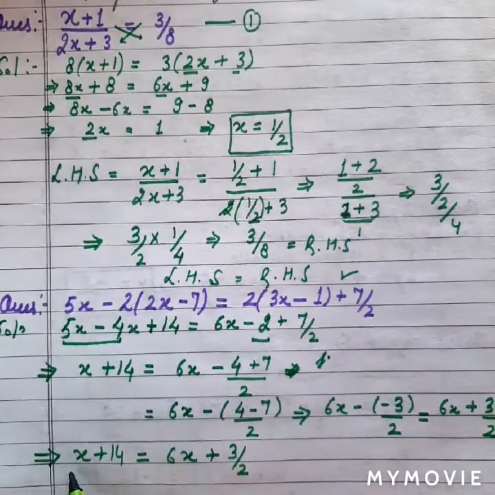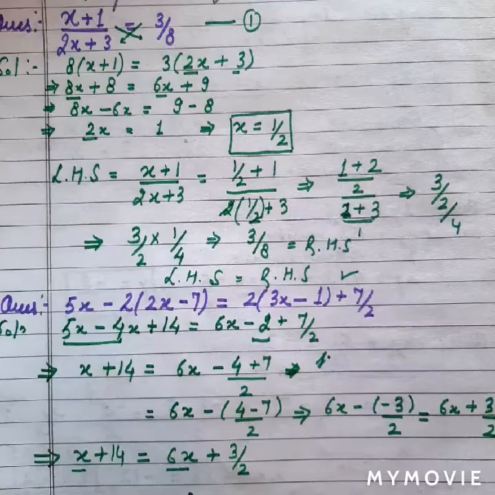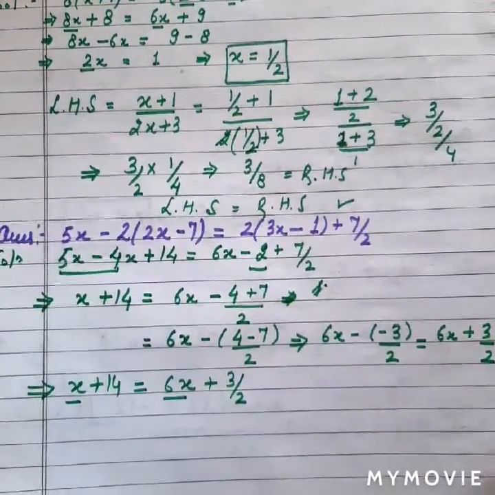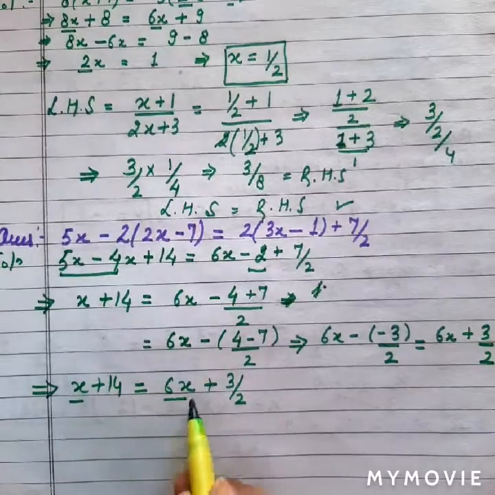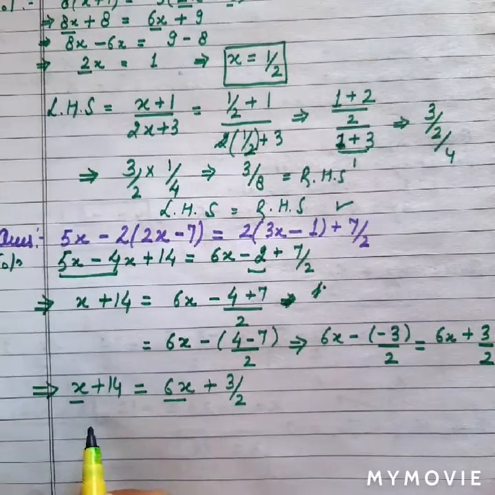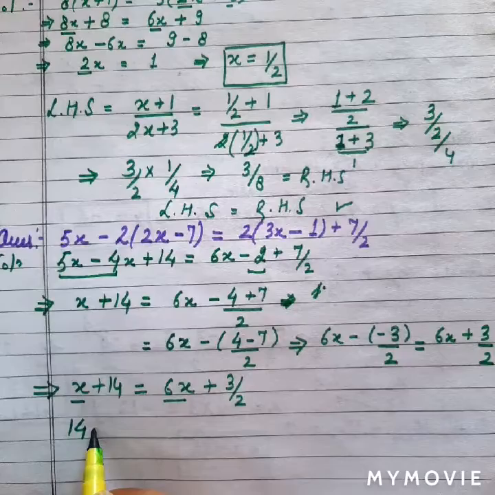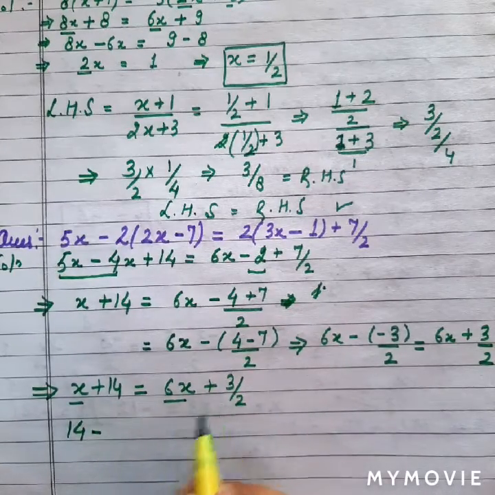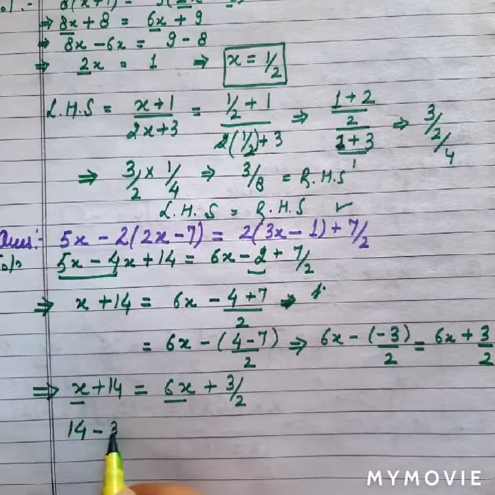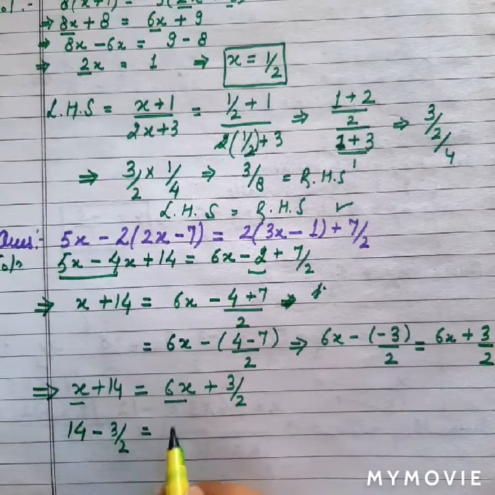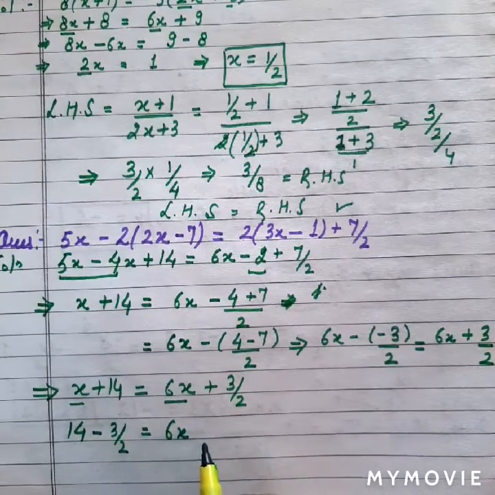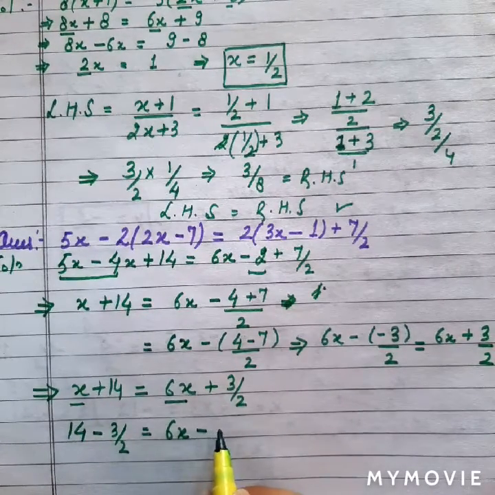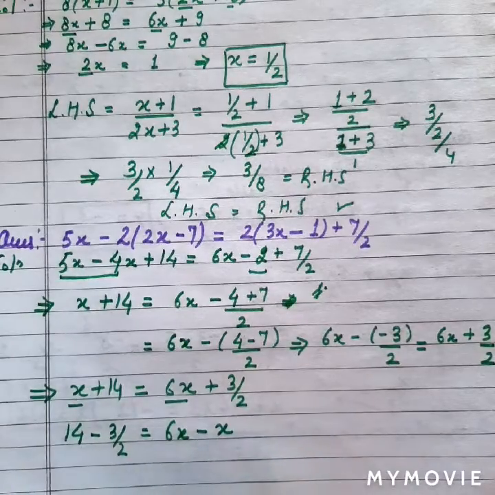Now we will take terms with variables x on the same side and without variables on the other side. So you can take x on this side and 3 by 2 on this side. So this is 14. When 3 by 2 will be taken on the other side of the equality, plus 3 by 2 will become minus 3 by 2, right? And here 6x is there. When x is taken on the other side of the equality, it will become minus x, right?